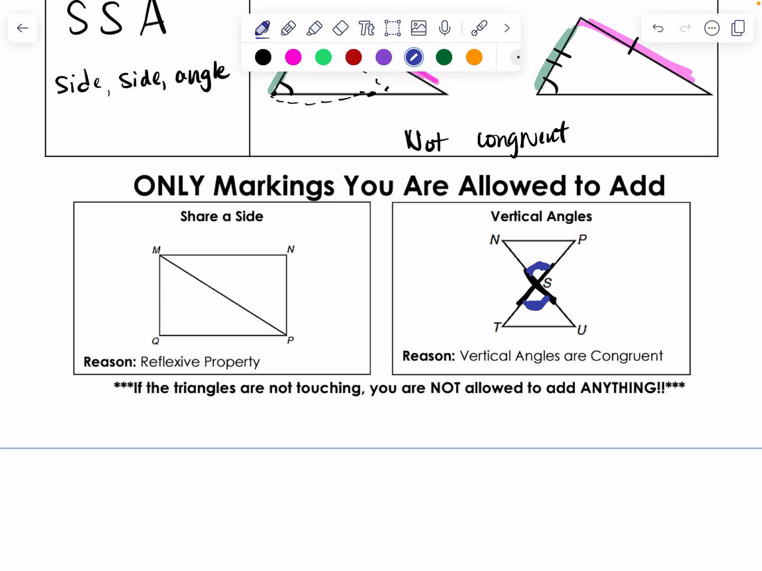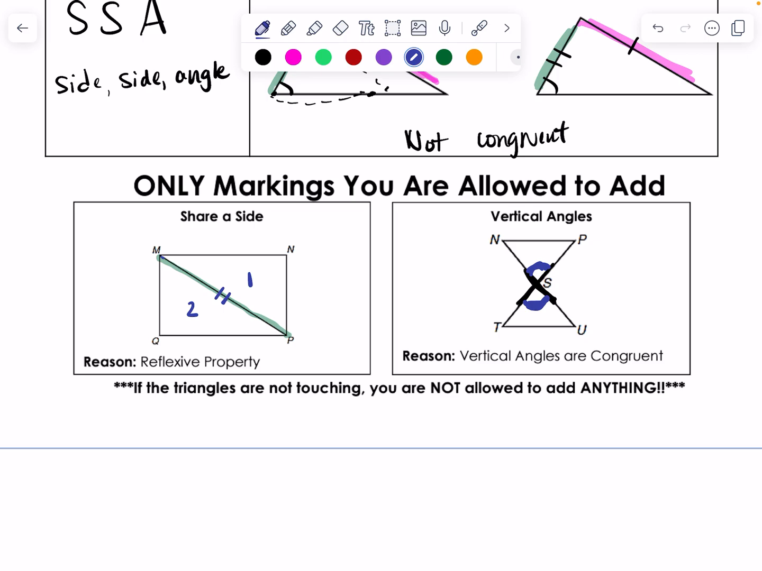Another marking you can add is if they're sharing a side. So in this case, I can see that this side length is in triangle 1 and in triangle 2. So I can add that side. I can add a congruency mark and say those are going to be congruent to each other. So MP in triangle 1 is going to be congruent to PM in triangle 2. They are the same. So that's a marking I can add.